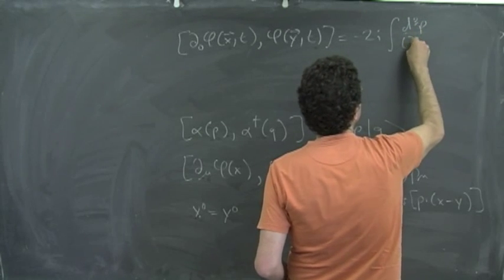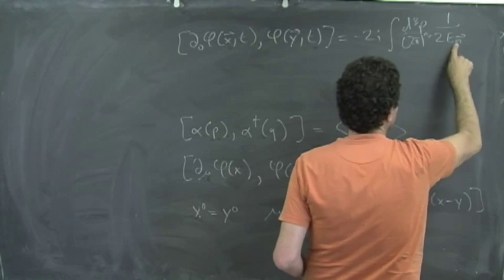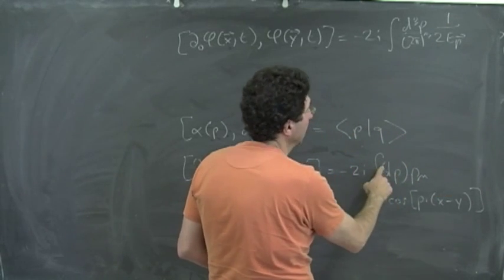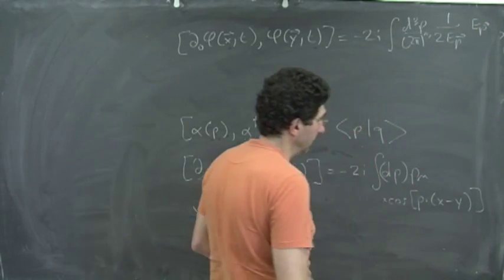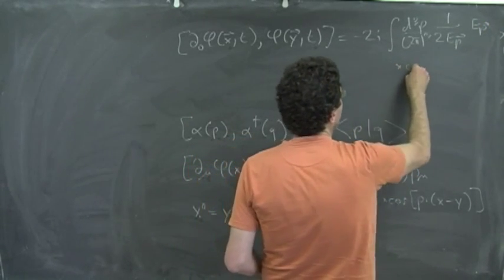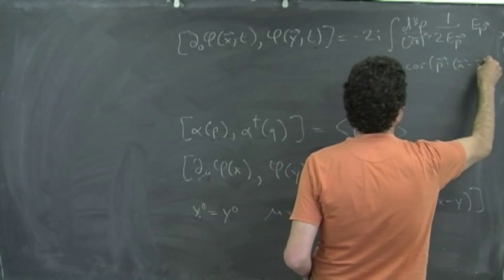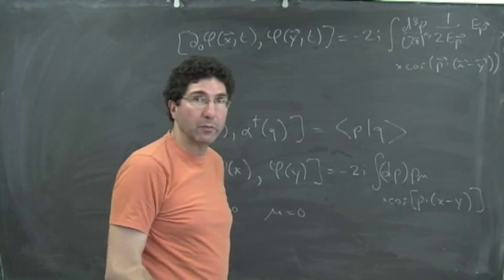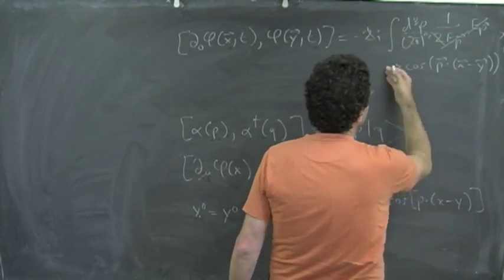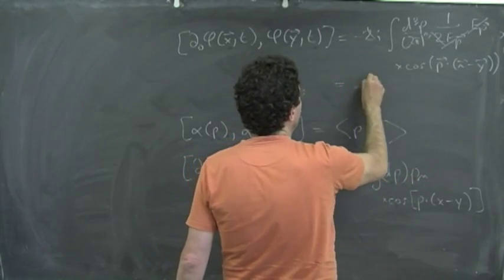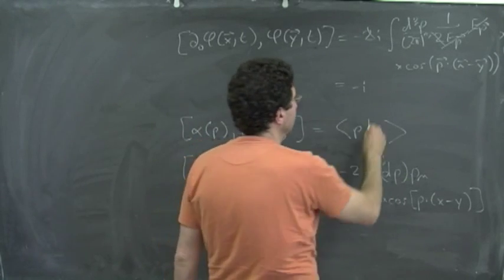This is d cubed p over 2 pi cubed. Then we have our famous factor of 1 over 2 EP. That comes from the measure here. This is p0, which is again a factor of EP. And then we have our cosine p dot x minus y. Okay? And what we see is that these E's cancel, the 2's even cancel, and what we end up with is just minus i, and this integral over p just gives us a delta function.